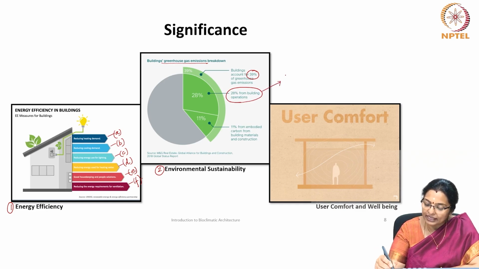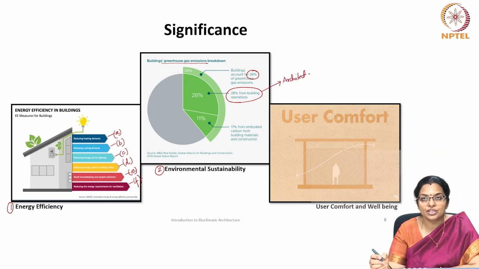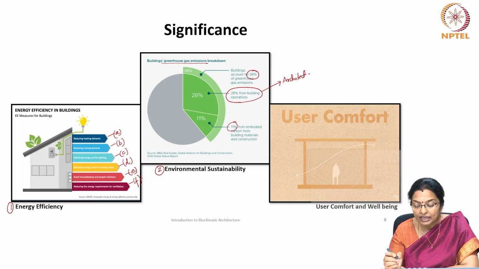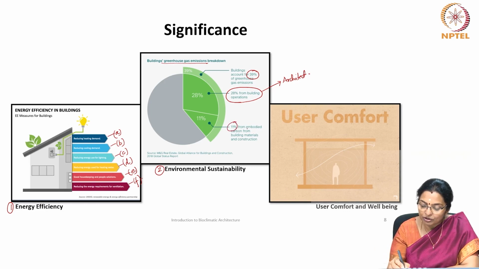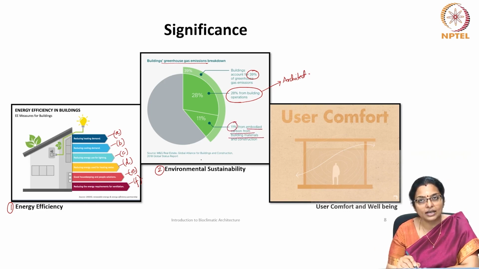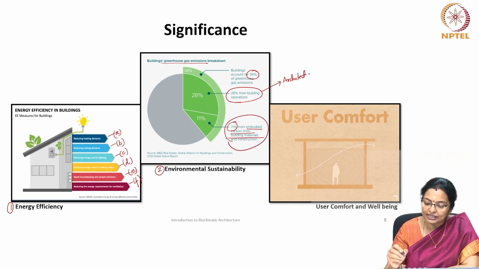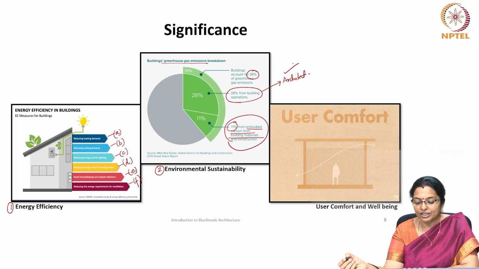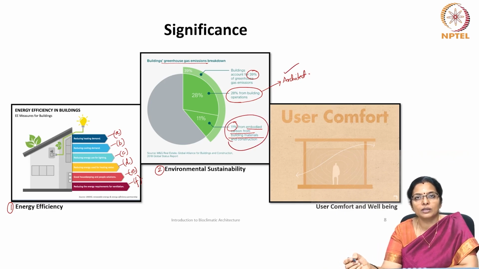This is completely in the hands of the architect, and due to architectural design, this 28% can be reduced. 11% of greenhouse gas emissions happen because of embodied carbon from the building material and construction industry. This is a construction stage or early design stage decision taking, and we will not focus on this this time, whereas the operational energy reduction is possible because of an energy efficient building designed through bioclimatic principles.